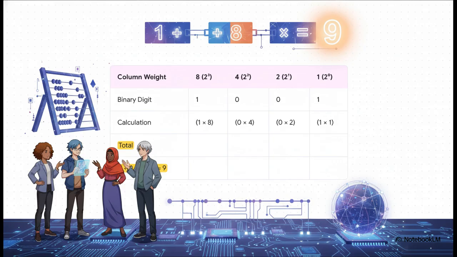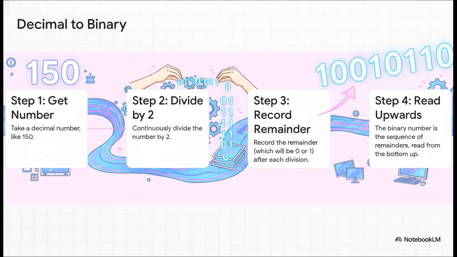Well, it's all about something called column weighting. It's just like our decimal system has a ones column, a tens column, a hundreds column, and so on. Binary has columns too, but they're based on powers of 2. So you have a ones column, a twos column, a fours column, an eights column. Get it? So to make the number 9, you just put a 1 in the eights column and a 1 in the ones column. 8 plus 1 is 9. Simple as that.